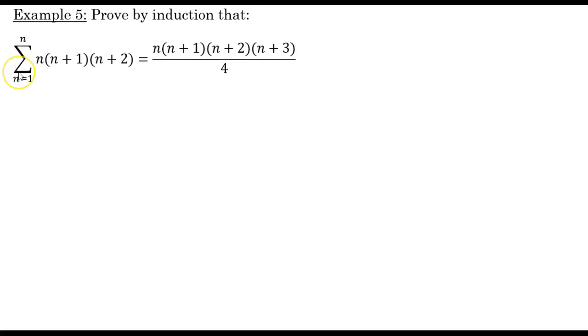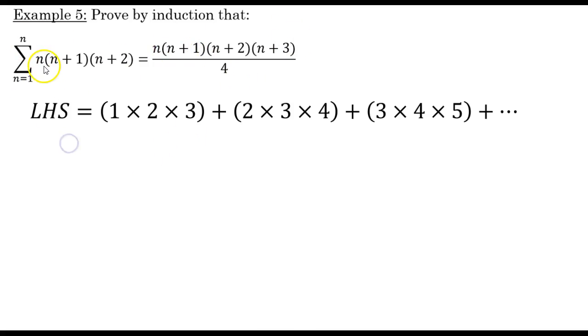Now this means the sum from the first term when n equals 1 all the way up to the nth term where n equals n. So add the first term, then the second term, then the third term and so on. If I add all of those terms, I should get this.